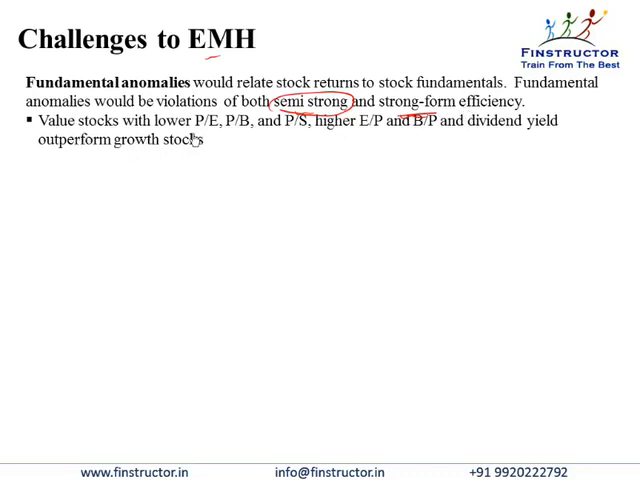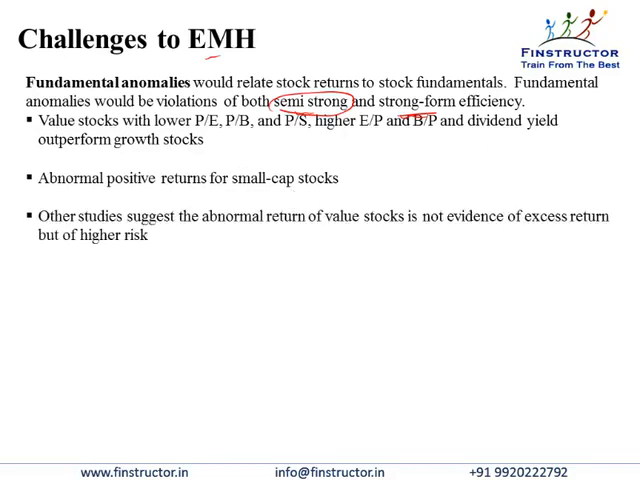Value stocks, we've seen, are stocks with lower price to earnings ratio, lower price to book ratio, and lower price to sales ratios, and they have outperformed growth stocks. Similarly, small cap stocks have outperformed large cap stocks. This suggests that if we analyze the PE ratios or the market caps, then we can use that analysis to generate some excess return. However, other theories suggest that these abnormal returns are not excess return. They are just a representation of the higher risk that smaller stocks or value stocks have.